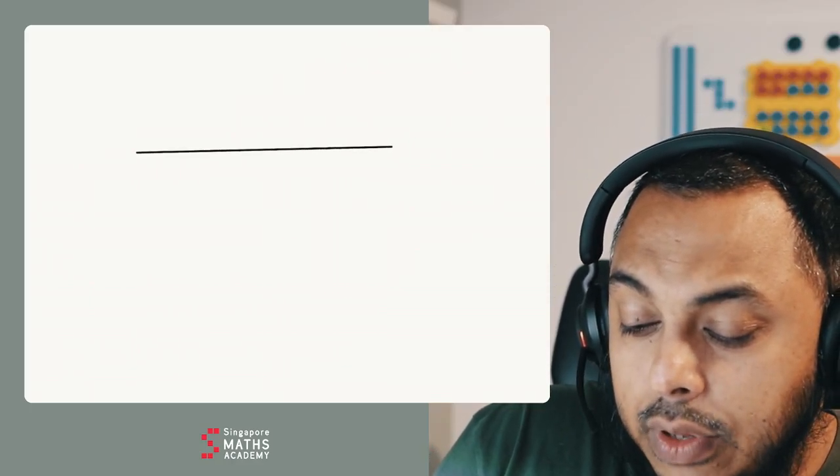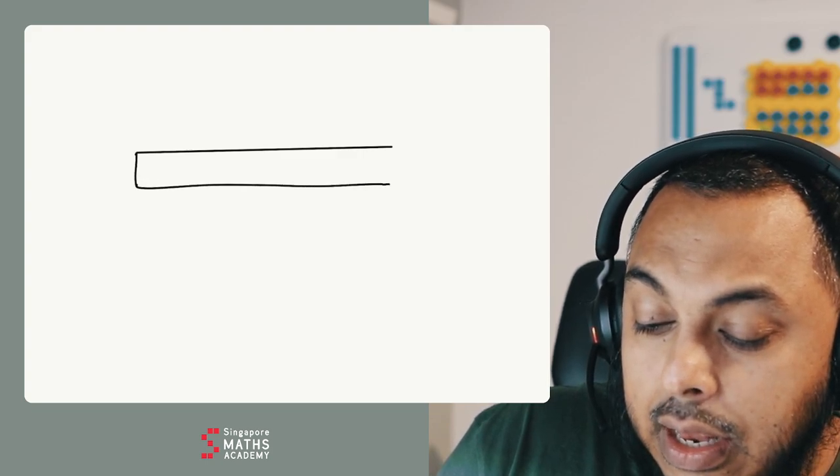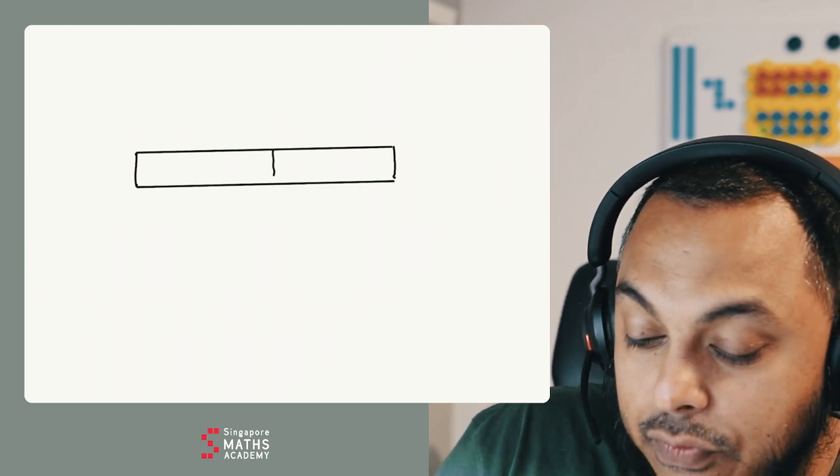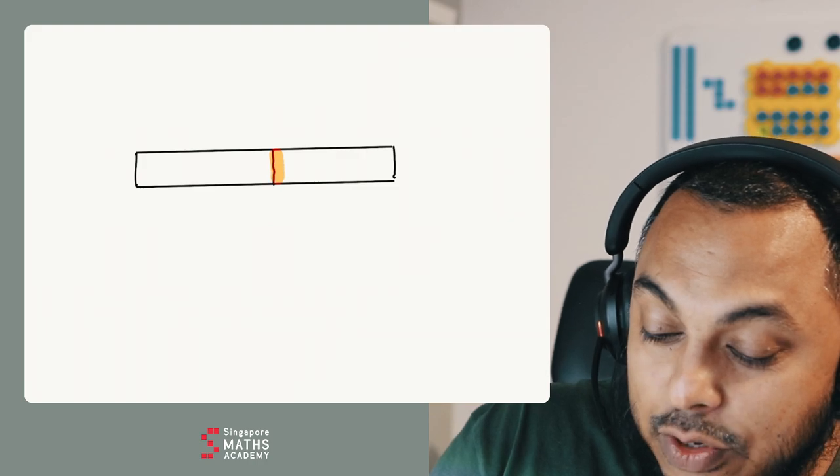I've got a cake here. I'm going to draw a bar for it. And this cake is going to be half eaten by someone, right? Unfortunately, someone greedy in my family has eaten the cake, all right? So they've eaten it and I've only got half left.